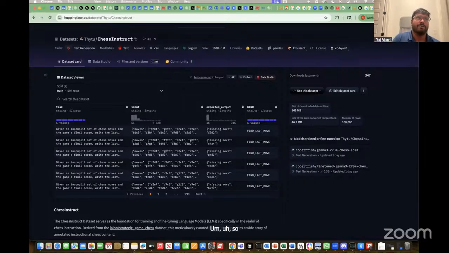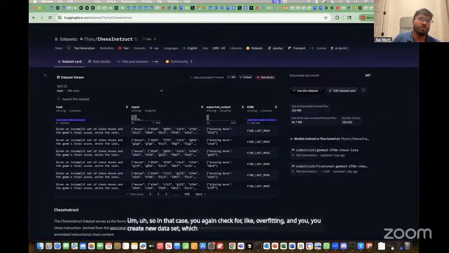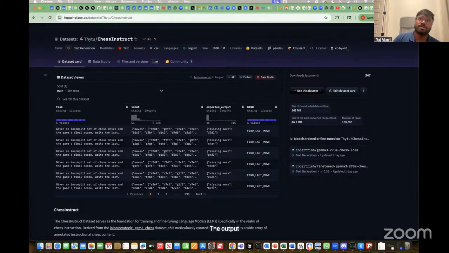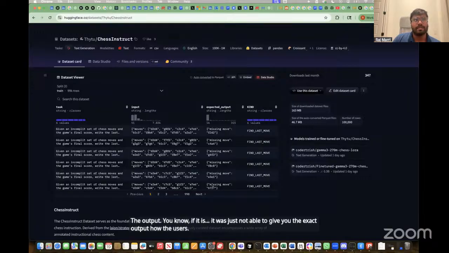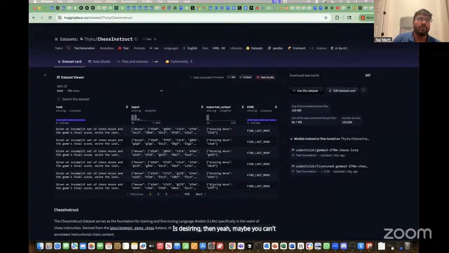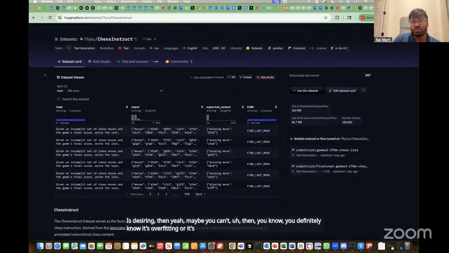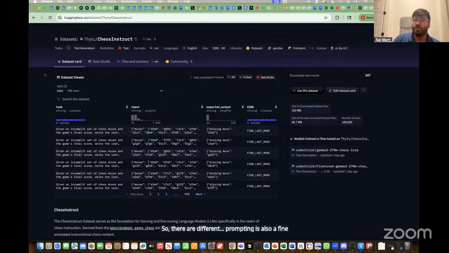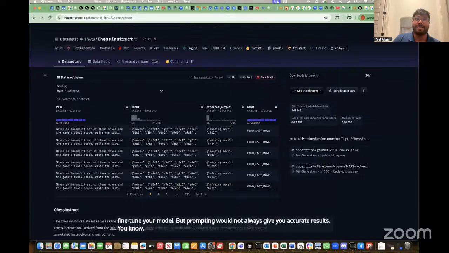check for overfitting, and you create a new data set which is completely new, or maybe you just expose that to the users and then you analyze the output. If it was not able to give you the exact output the user is desiring, then you definitely know it's overfitting or it's memorized some of your instructions. Different prompting is also a form of fine tuning. It is a way to fine tune your model, but prompting would not always give you accurate results. And when prompting an SLM, you might burn its context length as well, so you need to be a bit careful about that.